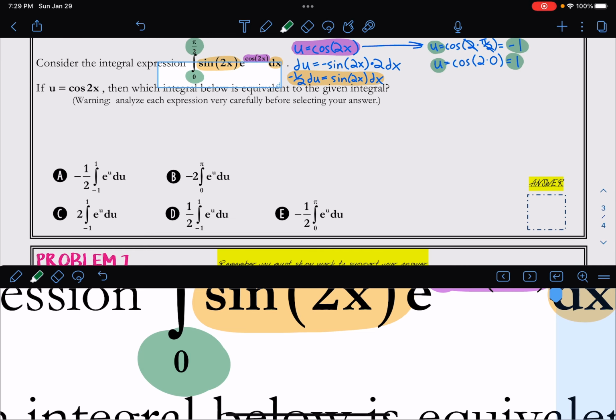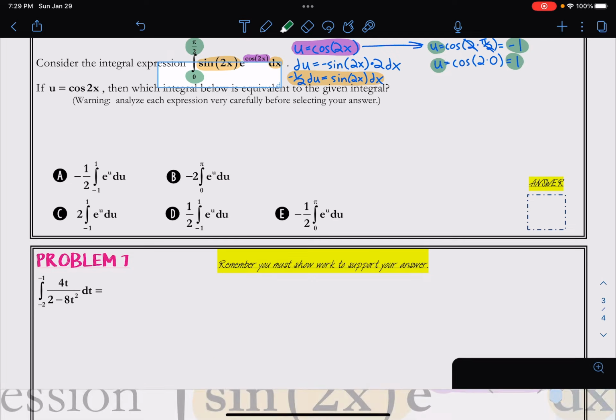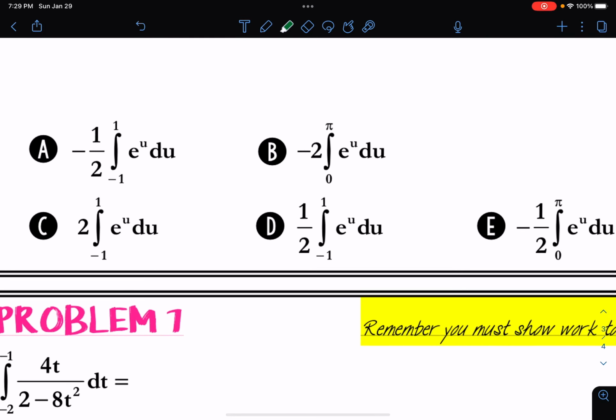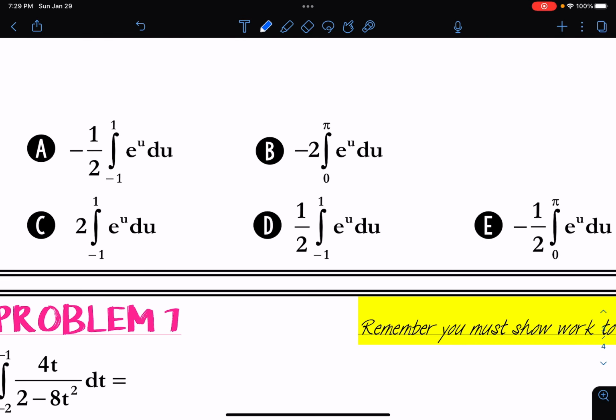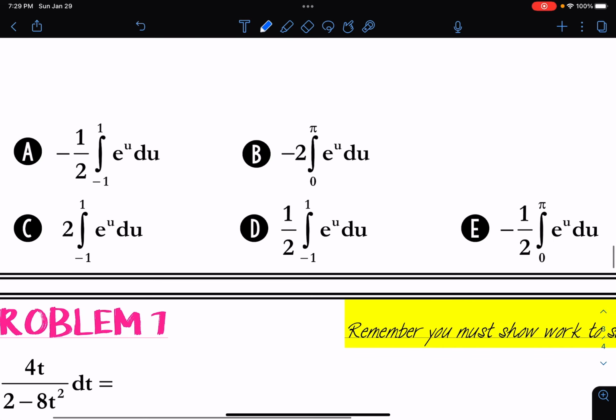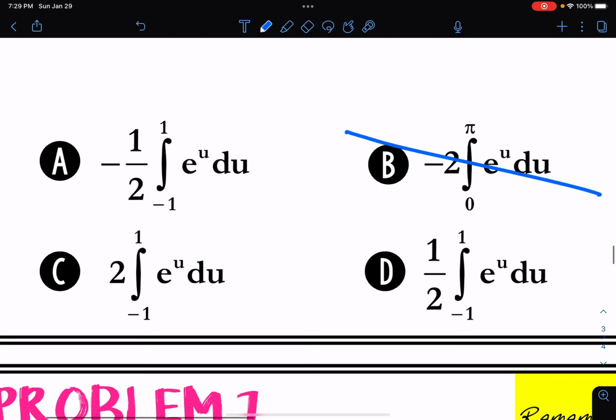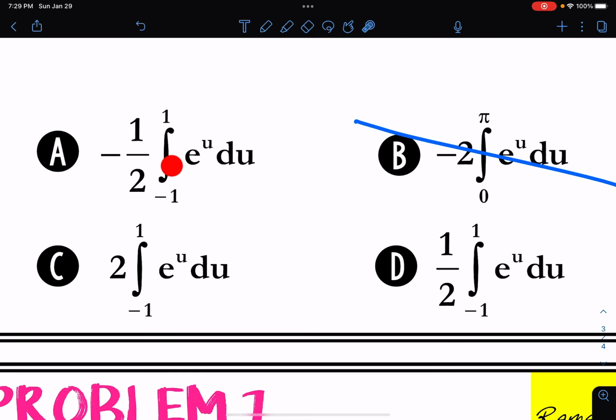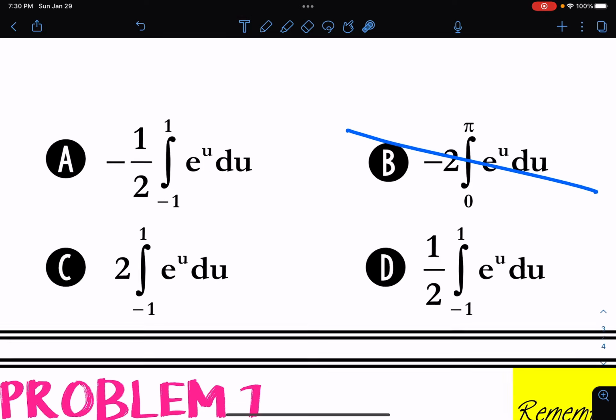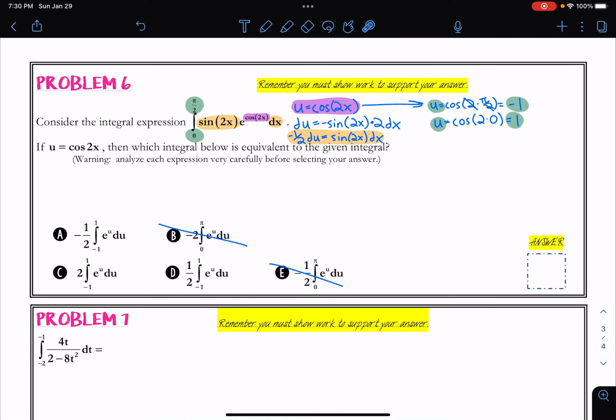Now, one thing I'm going to notice right away when I look at all my options, well, first of all, there's a couple that don't have negative 1 and 1 at all. So B is out, E is out, okay? And when I look at the rest of these options, integral negative 1 to 1, integral negative 1 to 1, integral negative 1 to 1, all of those are actually in the reverse order. So we'll talk about how to deal with that in a moment.